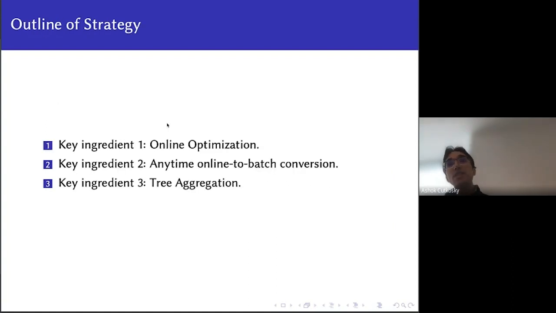Okay, so how are we going to do this? There's three key ingredients that we're going to need. The first one is online optimization or online learning. The second one is this thing called anytime online to batch conversions. And the last one is tree aggregation. My guess is that ingredients 1 and 3 are relatively familiar, or there's some reasonable chance you may know about them. Ingredient 2 is maybe a little bit less familiar. But we're going to go through all three of these and see how to put them together to achieve the result that we want.